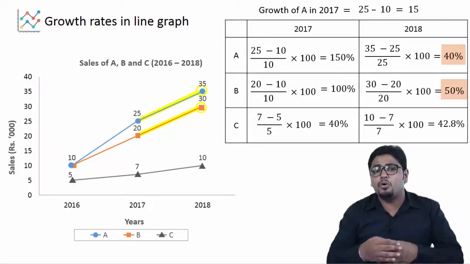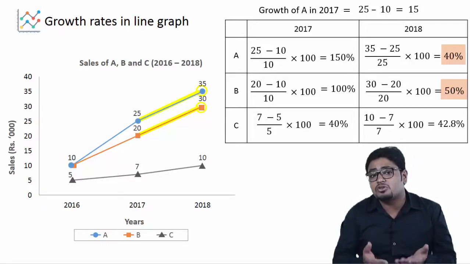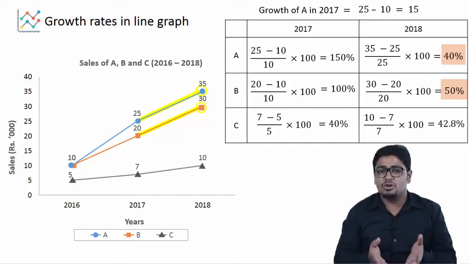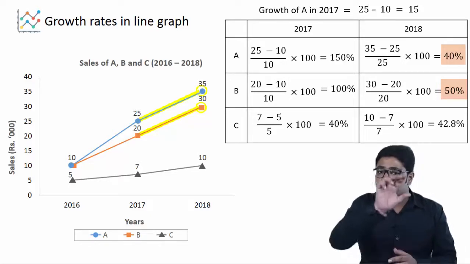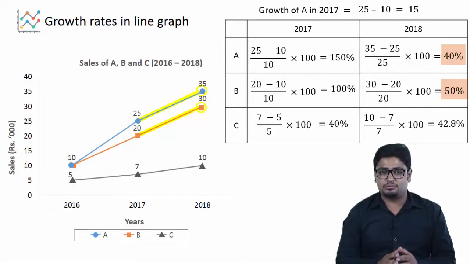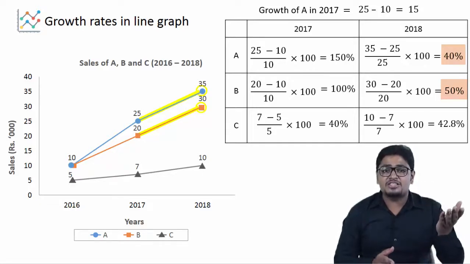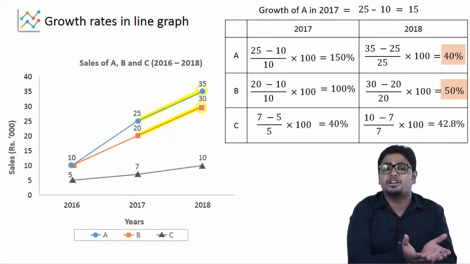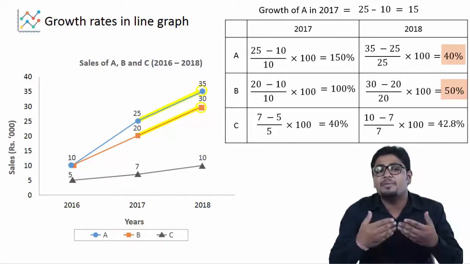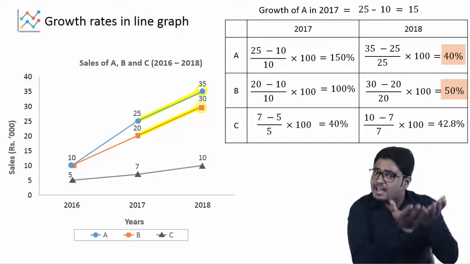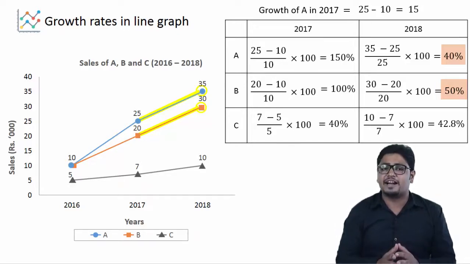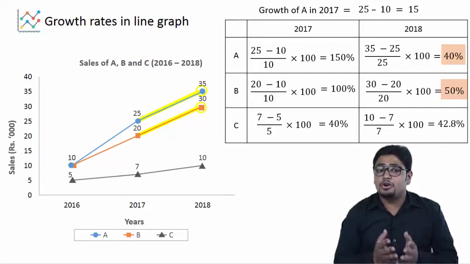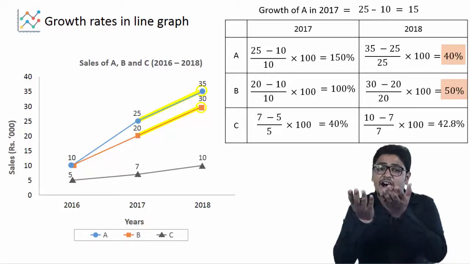A and B both have the same growth. Same slope means same growth. So, in the growth rate calculation, the numerator is the same for both. Now, B has a lower base than A. So, a smaller value will come in the denominator for B, thereby making the growth rate of B higher than that of A in 2018. Second learning for comparison: when the slope is the same, a lower base will result in a higher growth rate.